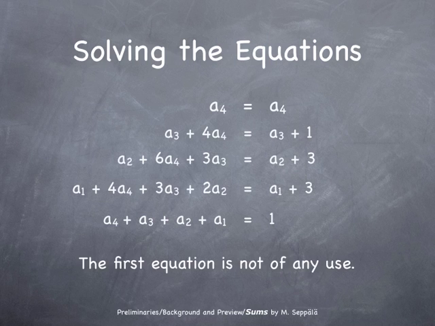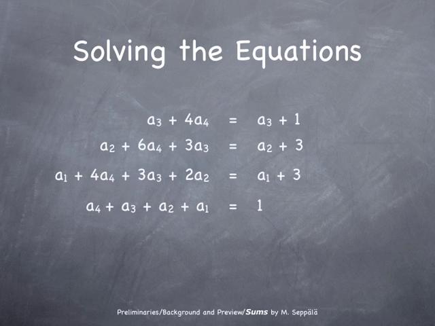Of course we first make the observation that the first equation is of no use at all, because it is always true. So we are left with the four equations: a3 plus 4 times a4 equals a3 plus 1, and so forth. Now, this looks somewhat complicated and maybe difficult to solve.